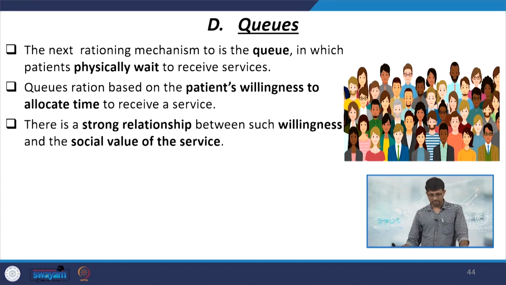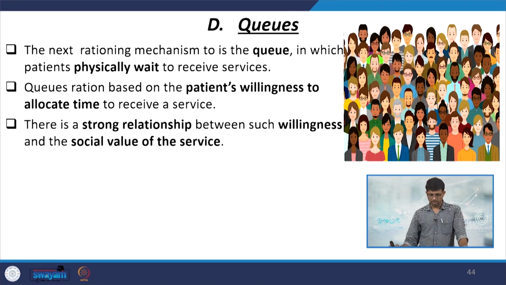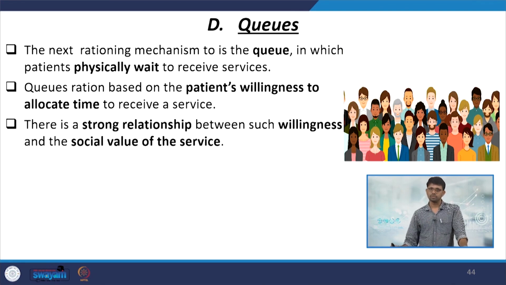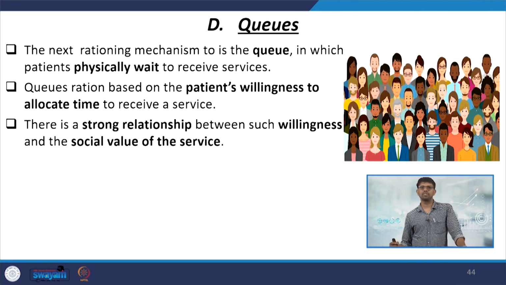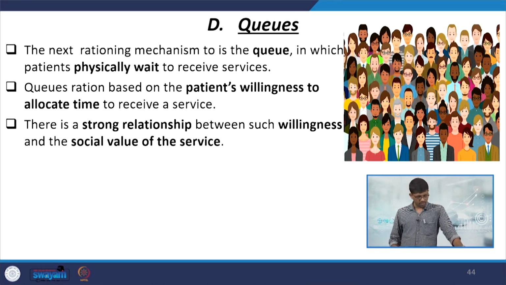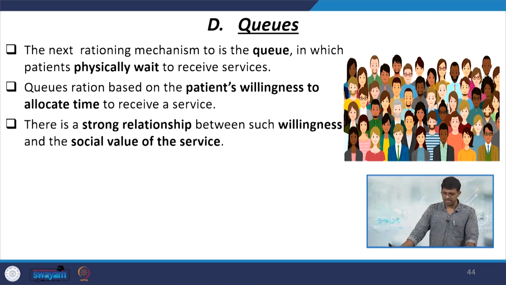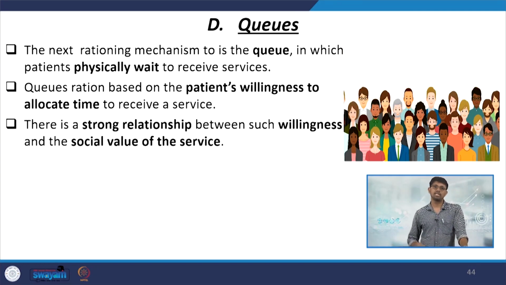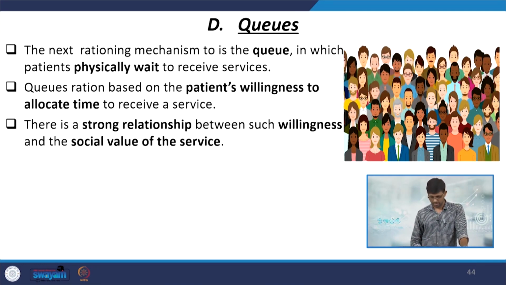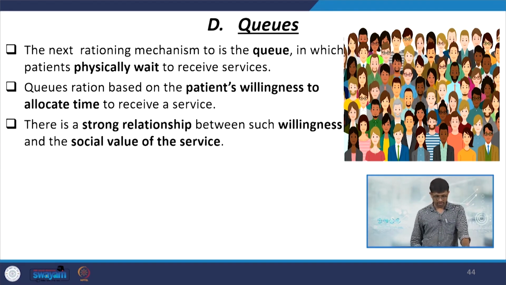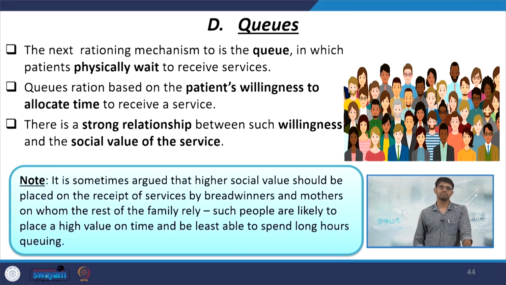The next rationing mechanism is queues, in which patients physically wait to receive services. This is in fact called a queue, meaning they are physically waiting, and the queue is rationed based on the patient's willingness to allocate time. It's dependent on the patient's willingness. There is a strong relationship between such willingness and the social value of the services.